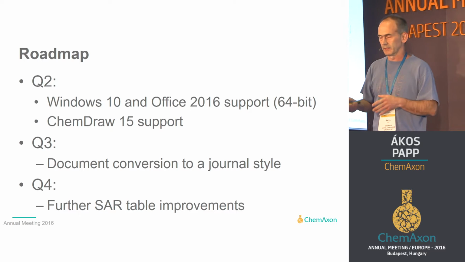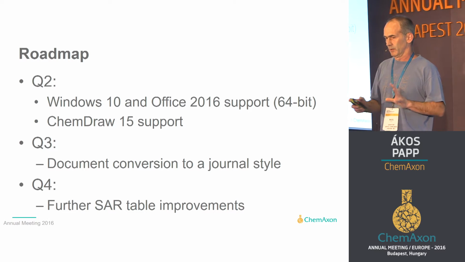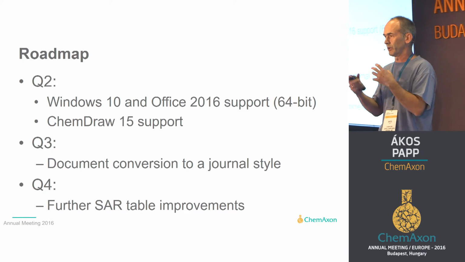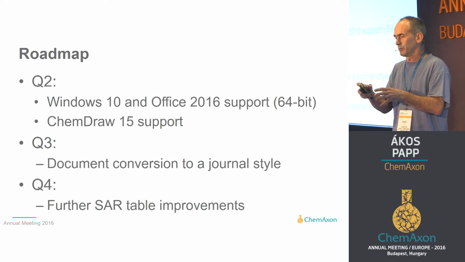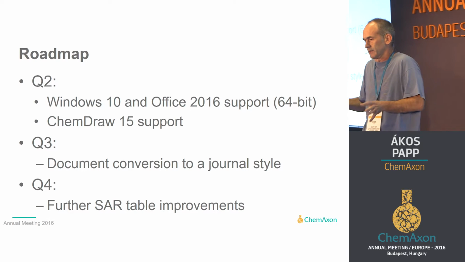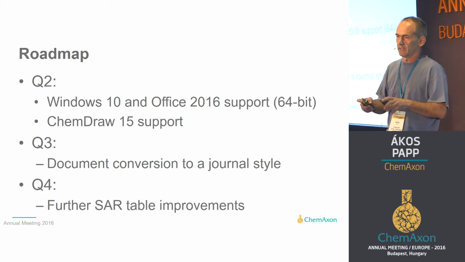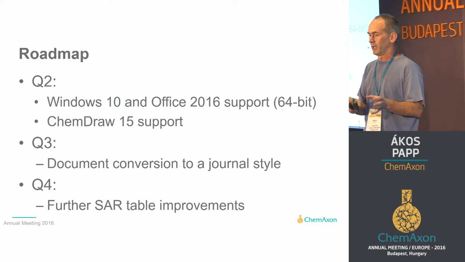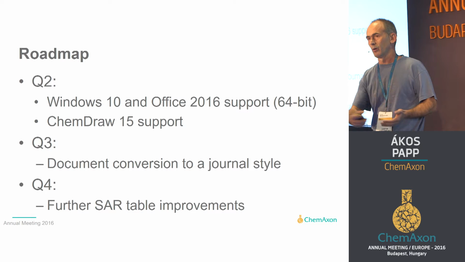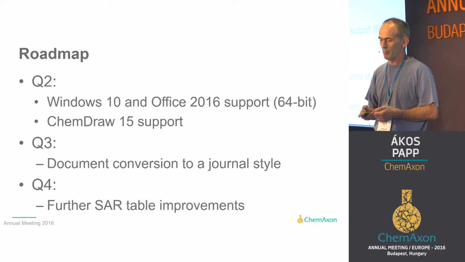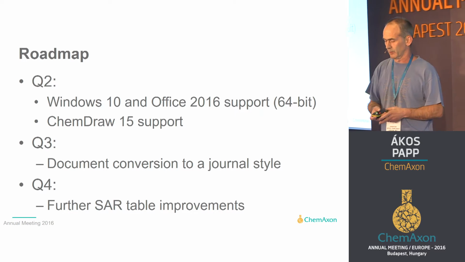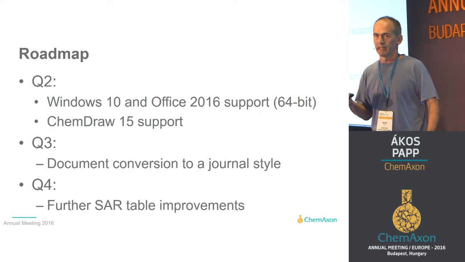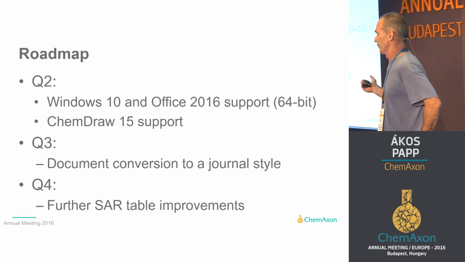And in the second half of the year, we have a vision to be able to convert a document according to a journal style. This will come in incremental steps. So first implementing the journal style to apply on a single structure, then multiple structures, and maybe at the end even do this from an API. So you have a Word document and all your structures will be converted to different objects according to a journal style. And finally, the SAR table, as I mentioned, needs more improvement.